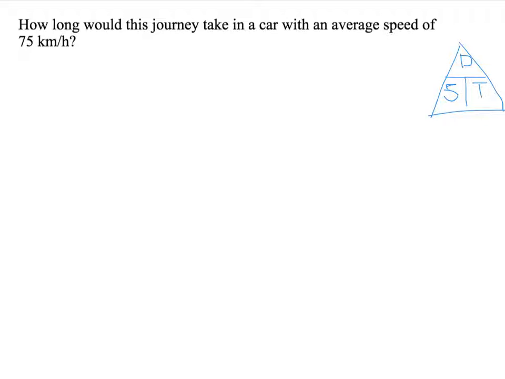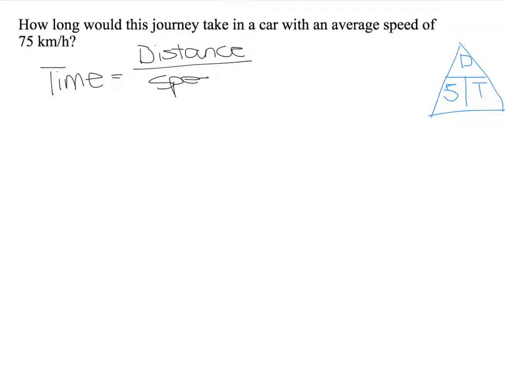So how long would this journey take tells me I'm looking for time. Oh, wrong one. I'm looking for time. And if I cover time, I've got distance over speed. So distance, okay. Now, distance we just worked out. So that's 1,334 kilometres. Speed, sorry, is 75 kilometres an hour.